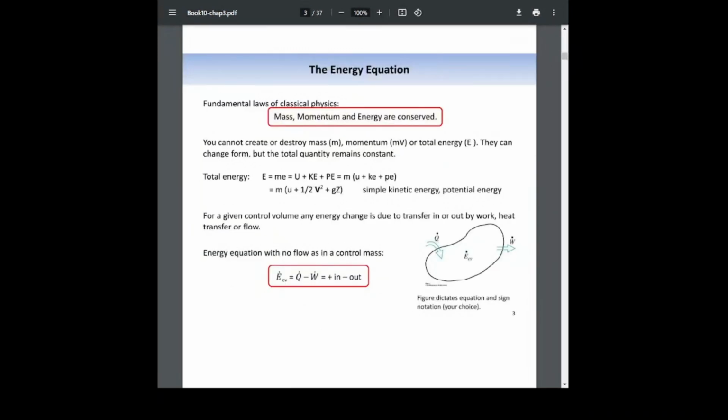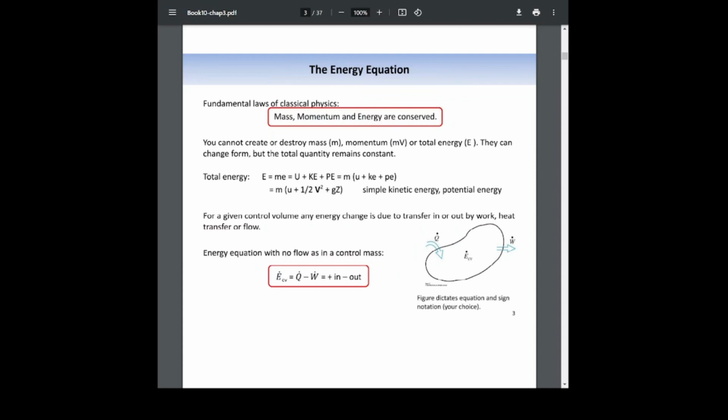Okay, we'll look at the energy equation. From the fundamental laws of classical physics, mass, momentum, and energy are conserved. Which essentially means you can't create or destroy mass, momentum, or total energy. But they can change form, all right? But the total quantity remains constant.